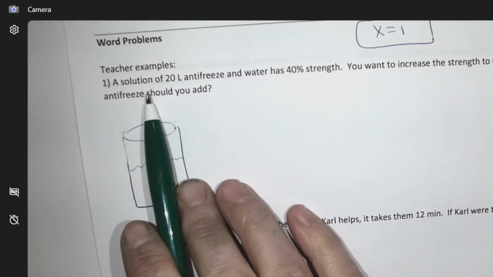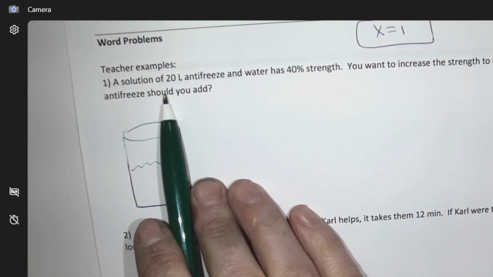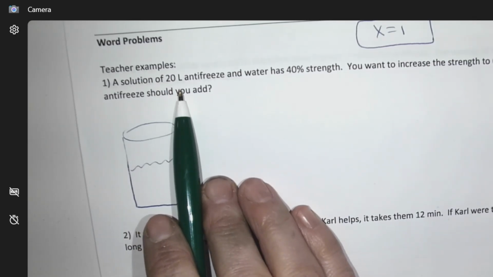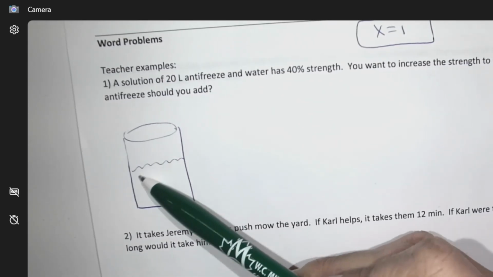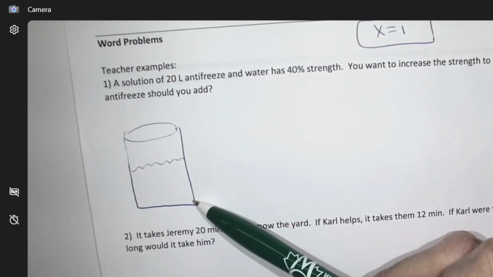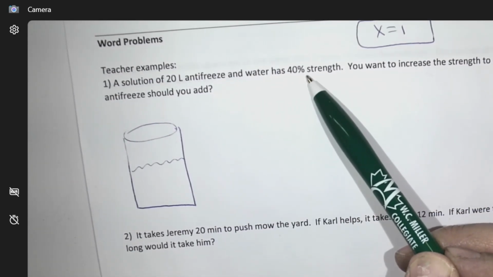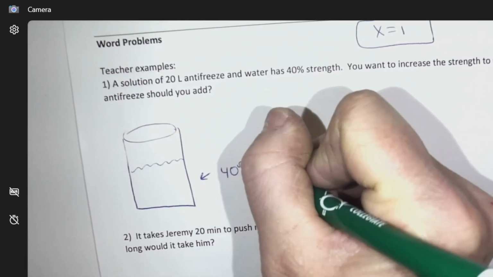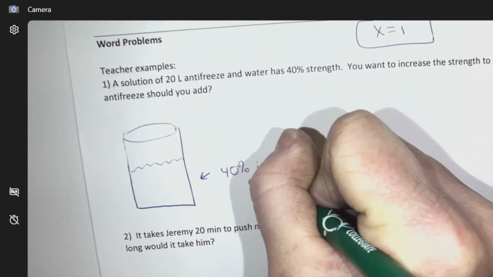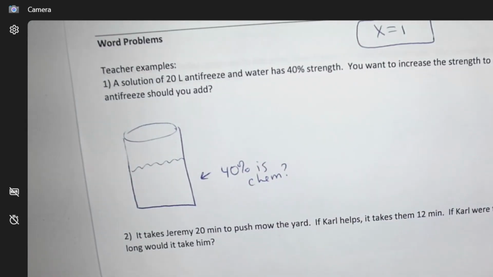Okay, so here's what we have. We have a solution of 20 liters, and it has antifreeze and water in it. So the solution means that this liquid in here is a mix. There's some kind of chemical and water in there, and it's 40% strong right now. So if 40% is chemical, how much chemical is in there?